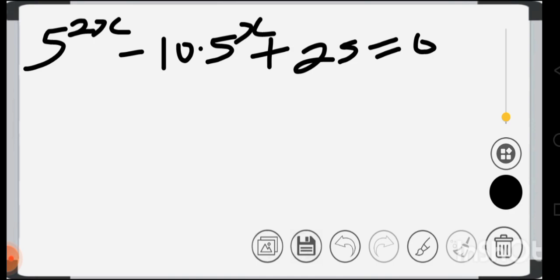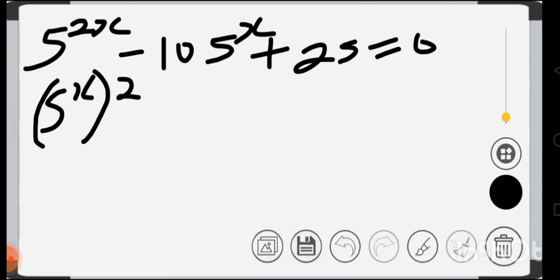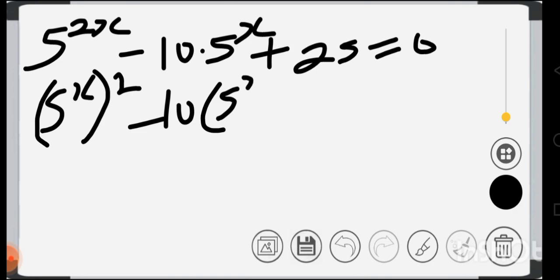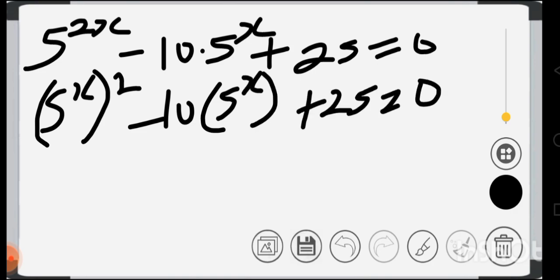So the first thing I'm going to do is to try and make this 5 raised to the power x stand out. So we can rearrange this to have 5 raised to the power x, then 2. For us to write 2 now, we'll just bracket it 2. So 2 times x will still be 2x. So that's just that. Then we have minus 10. I'll still bracket this one 5 raised to the power x plus 25 equals 0.